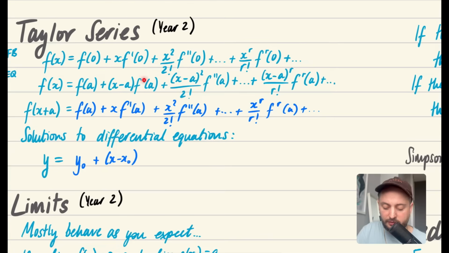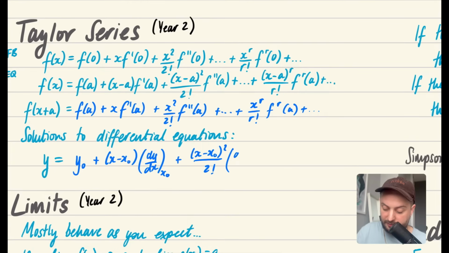And instead of saying the first derivative in the function notation, we would just write it as dy by dx with x naught substituted in instead of a being substituted in. And the next one would be our x minus x naught all squared over 2 factorial. And it would be the second derivative, so that's d2y dx squared evaluated at x naught. And I'm just going to write etc. here because I can't be bothered to do it with the r term that we have as well, okay?